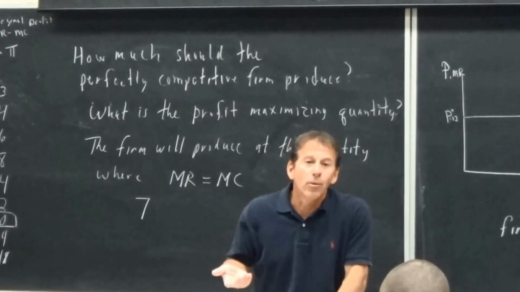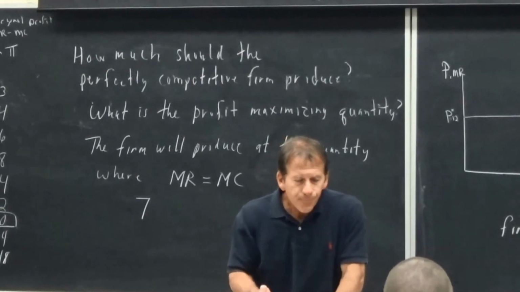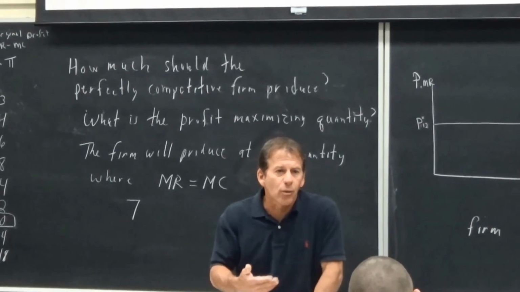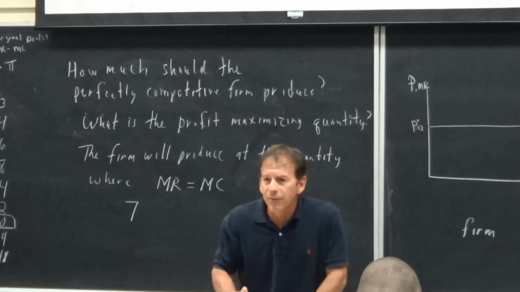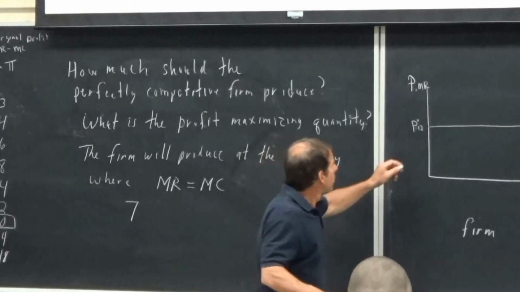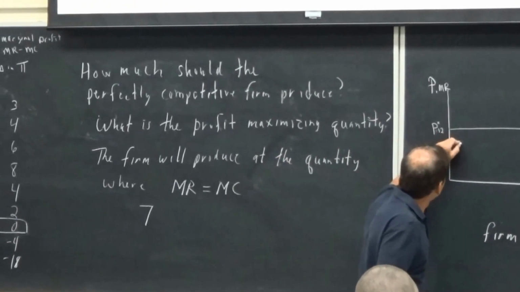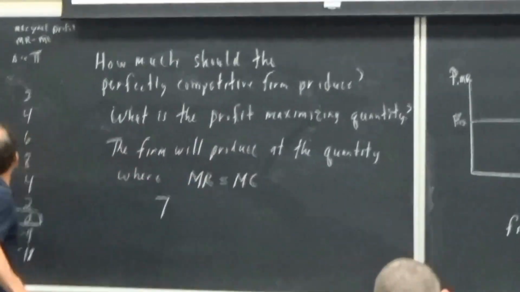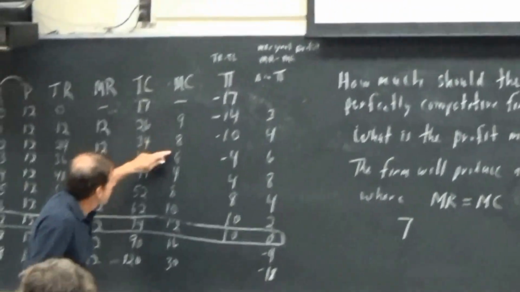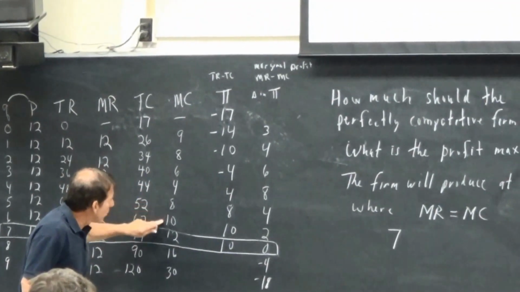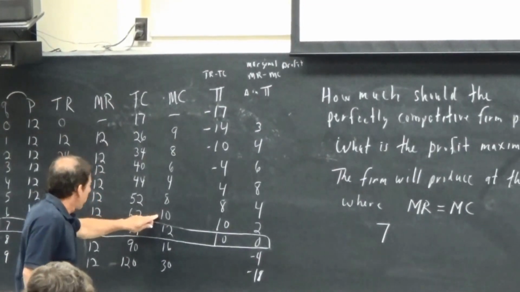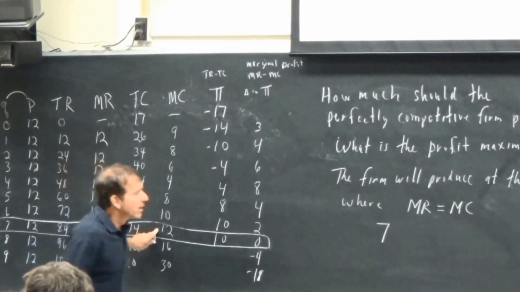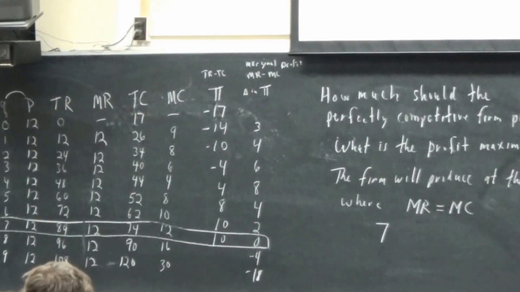All right, now all we need to do to figure out the quantity, or where they're going to produce, is have a marginal cost curve. So there's a marginal cost curve that comes in, and if you look here, it starts at 9, 8, 6, 4, 8, and then goes up to 10 when we're at, and 12 when we're at 7. So I know it looks something like this.